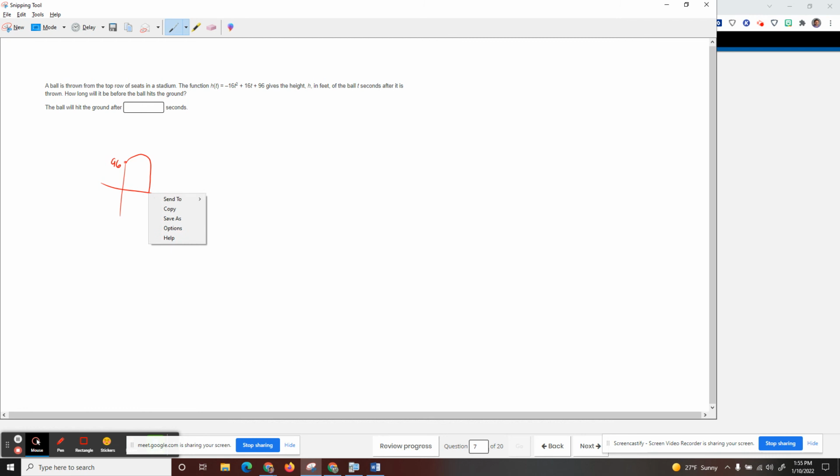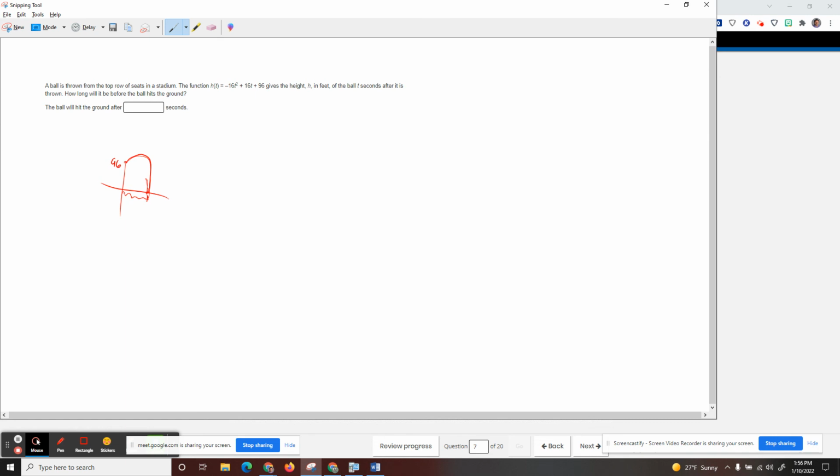So the question is, how long will it take? If I can find that x-intercept, the x-coordinate of that x-intercept is going to be the amount of time it takes the ball to go from here to here. So I essentially need to solve the equation.